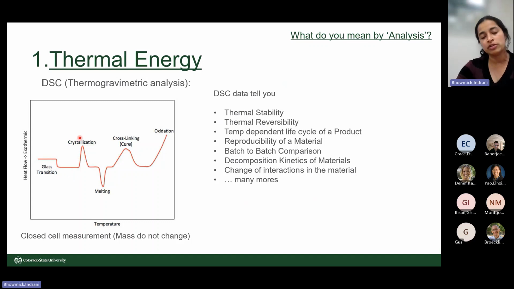and if you have a crystallization in your sample, you'll see a spike in your heat flow, and if you have a melting, you'll see a dip because melting takes more latent heat. Then you will go up, and if you have some other phenomena like cross-linking or polymerization happening, you will see some change. And if you have oxidation, you can see a big change there.